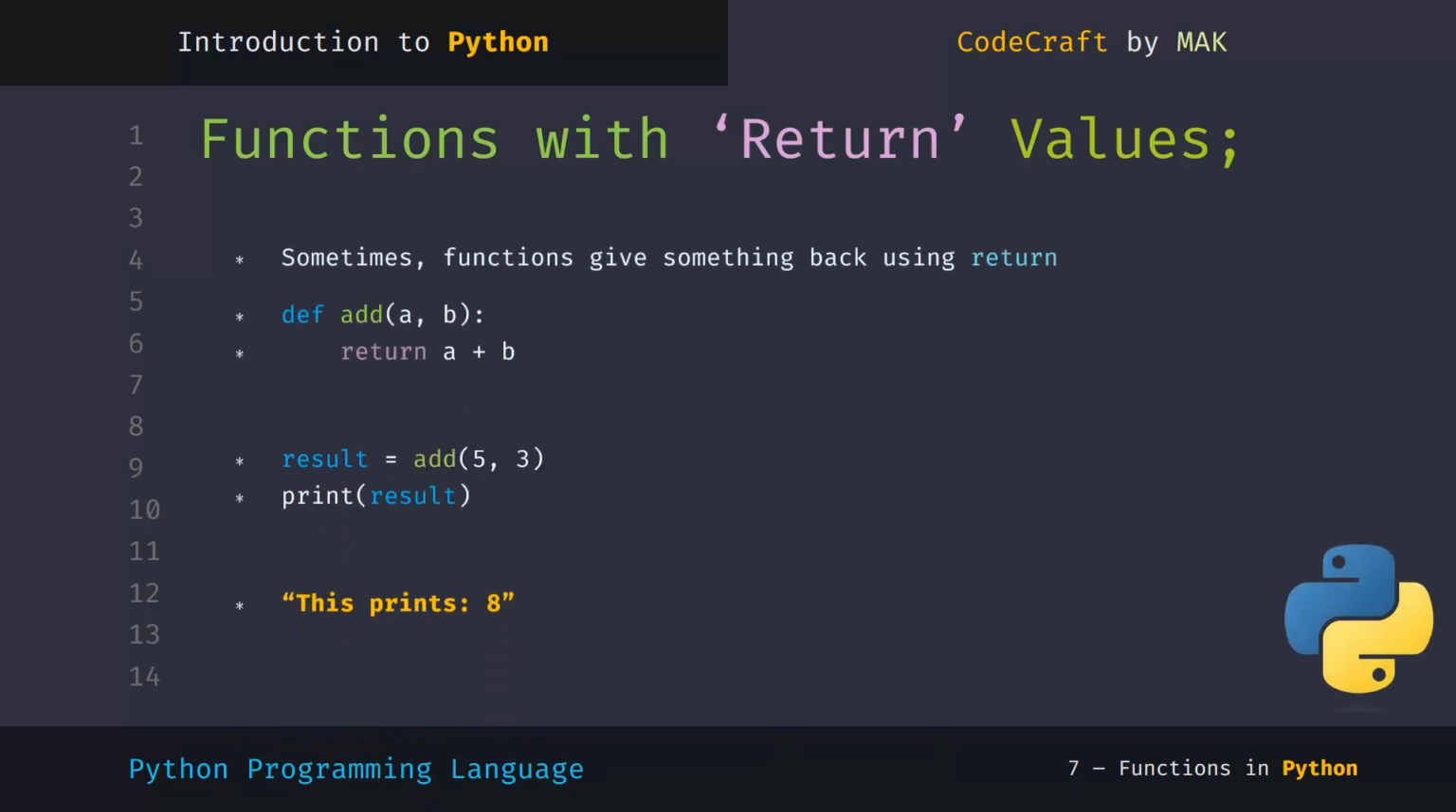Sometimes functions give something back using return. For example, def add(a, b): return a + b. result = add(5, 3), then print(result). This will print 8, as it will take two parameters, 5 and 3, add them and return the sum of them.